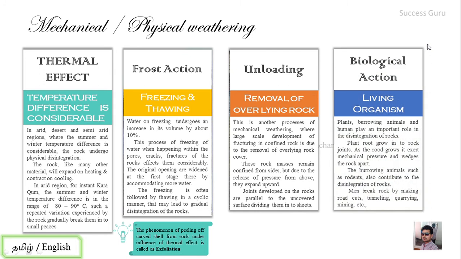The last one is biological action, in which living organisms are the prime source of physical breaking. For example, plants, burrowing animals and humans play an important role in the disintegration of rock. Plant roots grow in rock joints, and as the root grows, it exerts mechanical pressure that wedges the rock apart. Burrowing animals such as rodents also contribute to the disintegration of rocks. Humans break rock by making road cuts, tunnels, quarries and even mining.